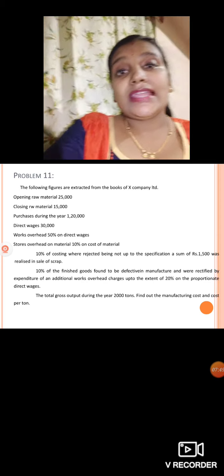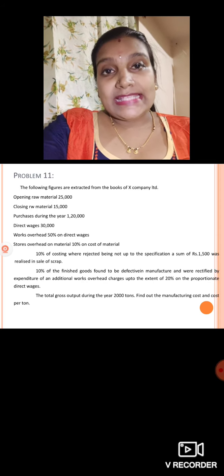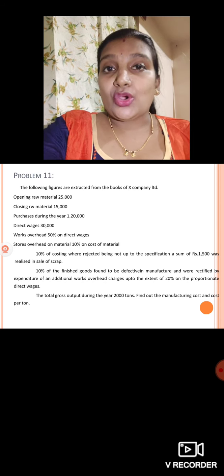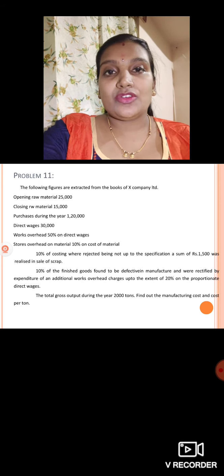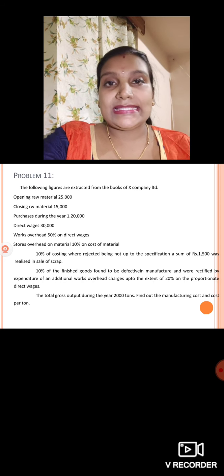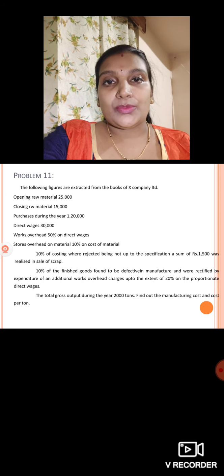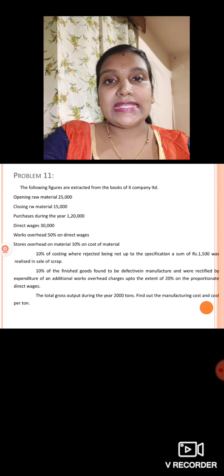In the next class I'll explain regarding estimated cost sheet, tenders and quotations, which are 15 marks problems. These are also 15 marks, but they are case studies from output costing. So I'll go through those sums also. I'll solve all the case studies in the next class.